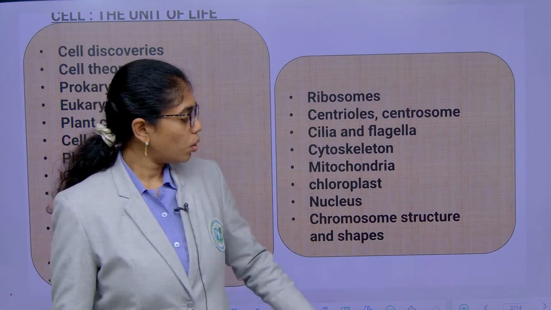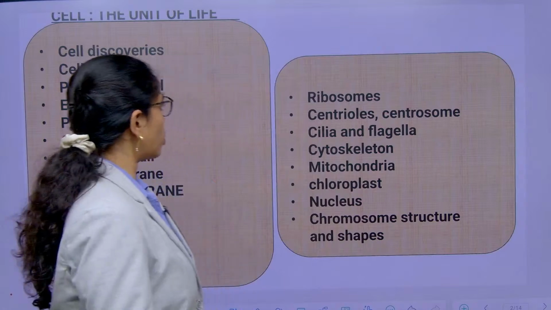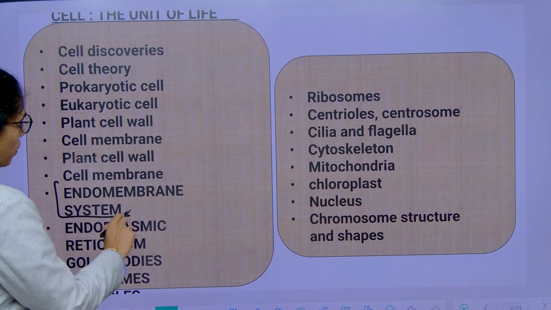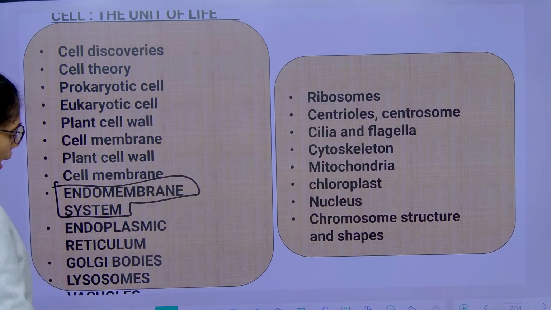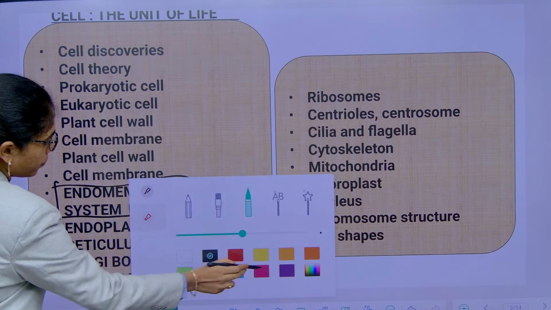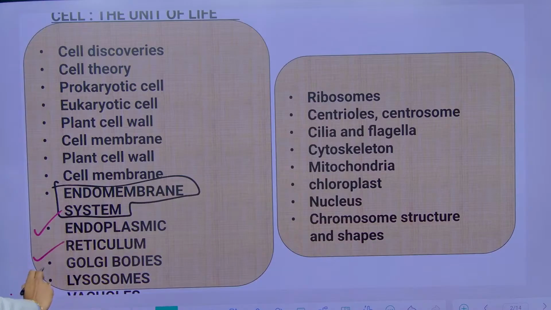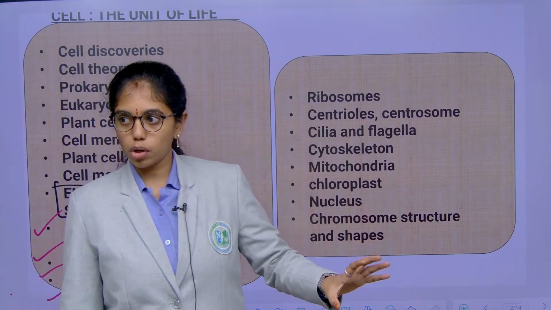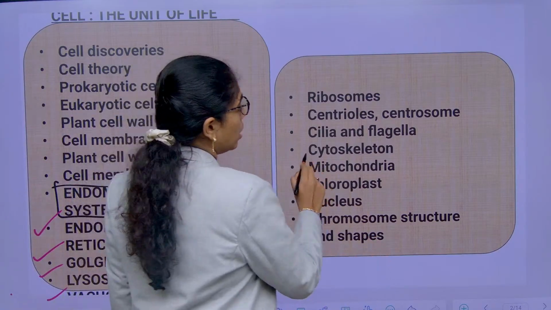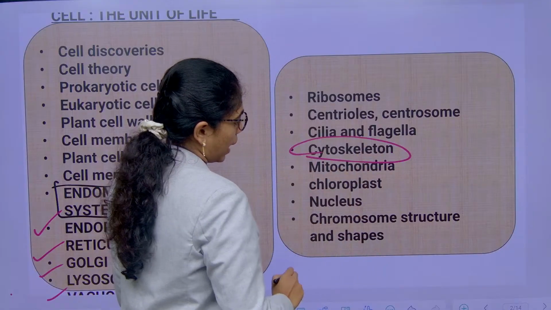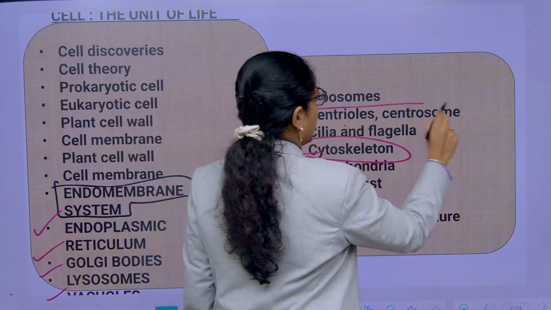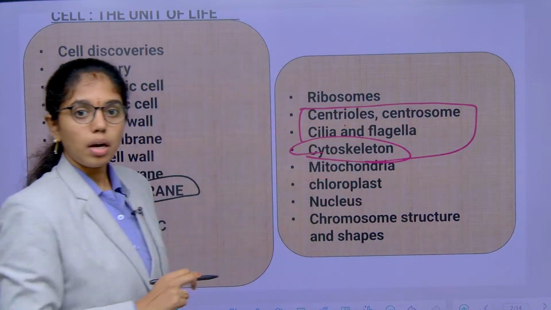Okay. So, today we will start over again with the endomembrane system, and from the endomembrane system we will be covering endoplasmic reticulum, Golgi, lysosomes, vacuoles, and double membrane bound organelles we will look at separately in tomorrow's class. Today we will look into the cytoskeleton and centrioles and centrosomes, cilia, flagella. This is the area we are going to finish off.